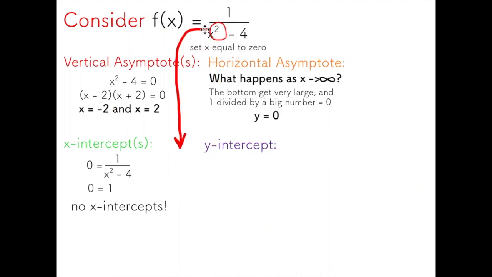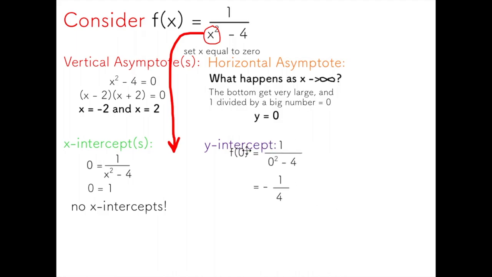Last thing I'm going to do is set x equal to 0 to determine my y-intercept. So when I sub in 0 for my function, I've got 1 over 0 squared minus 4. I can simplify that and call that negative 1 over 4, or negative 0.25. So just like I did with the other function, 1 over 2x minus 1 in the other video, I'm going to take all of this information and use it to sketch a graph.